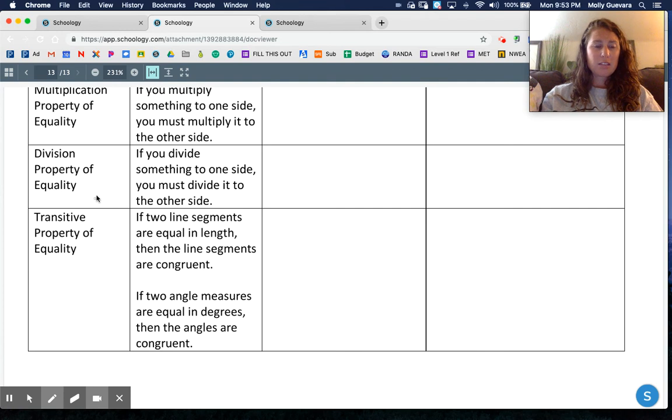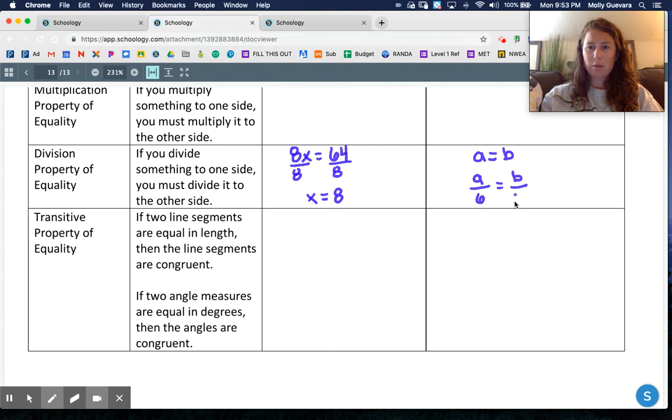Here we have the division property of equality. Same thing. So if I have 8x equals 64, if I divide something on the left side, I also have to divide it on the right side. That's all it says. And I get x equals 8, right? Or same thing here, a equals b. But if I divide a by 6, then I also have to divide b by 6. Cool. Okay, and then the last one is the transitive property of equality.